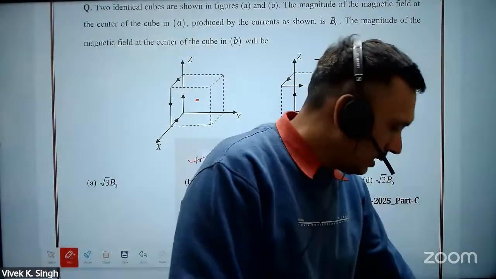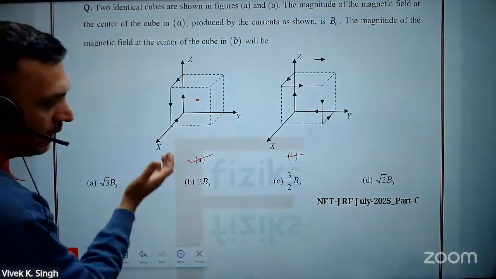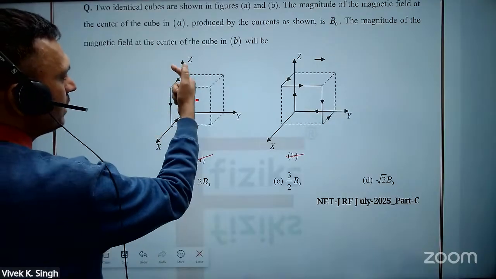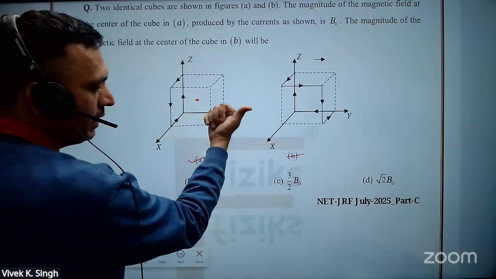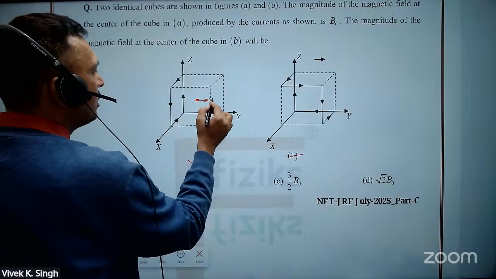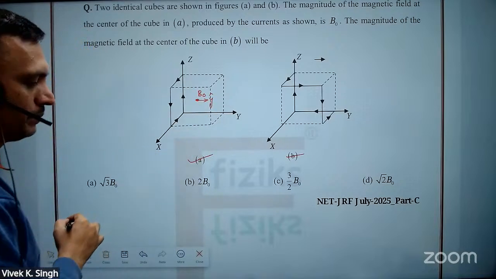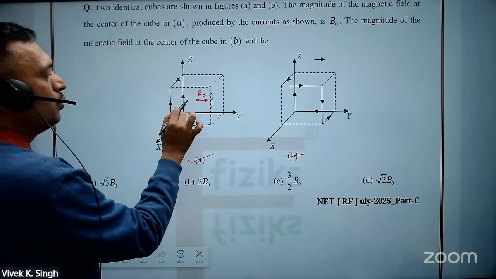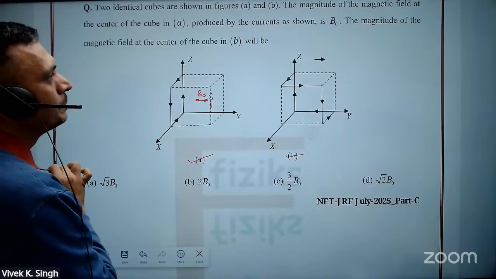Because it's a current loop, and in this current loop, according to right hand rule, if this is the direction of current, the loop is in the xz plane. So the magnetic field is in the y cap direction, and the magnitude will be B naught. So this is given. So due to this particular loop, the magnetic field is B naught. This information is given in this question.